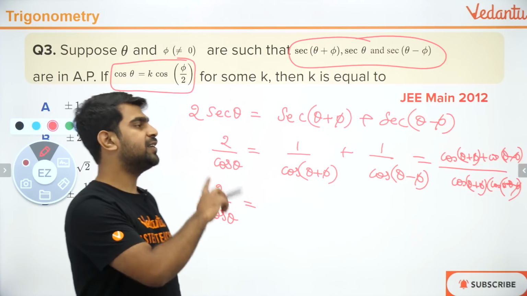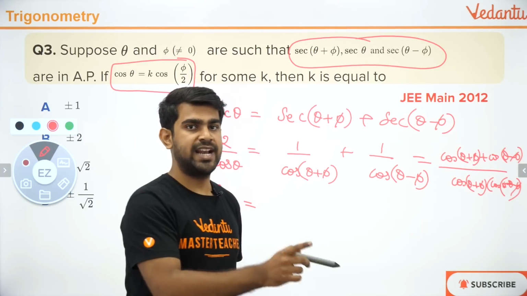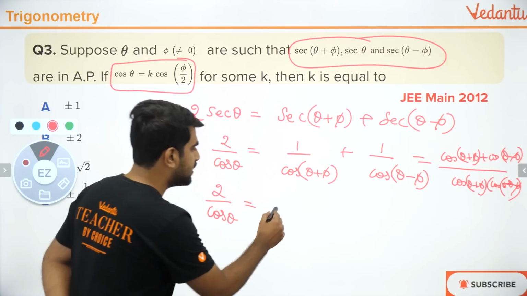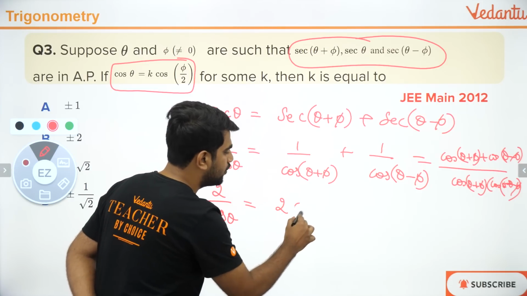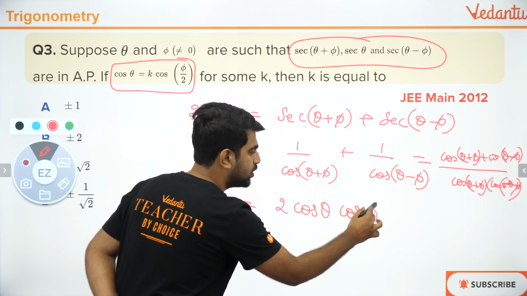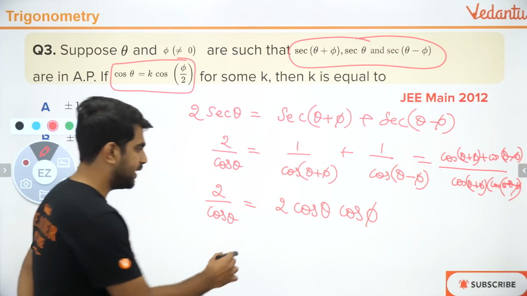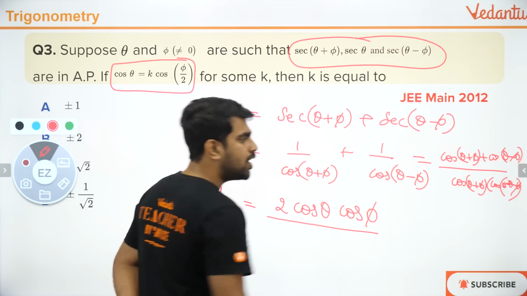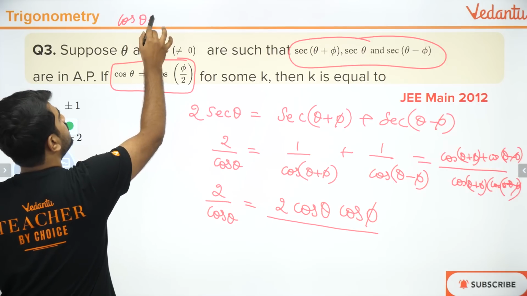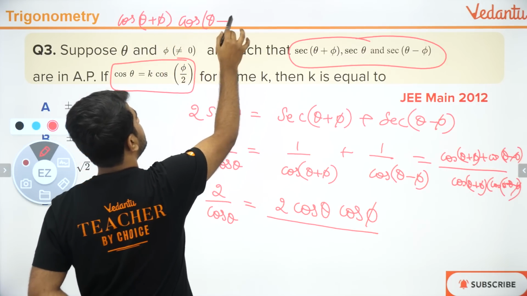So if you want to capitalize such questions in JEE Mains, you have to be good at the formulas behind the chapter. Okay? So what is cos C plus cos D? Cos C plus cos D is nothing but 2 times cos of (C plus D) by 2 into cos of (C minus D) by 2, which will be this particular formula, divided by, what is the denominator? Denominator I have cos of (theta plus phi) multiplied by cos of (theta minus phi).